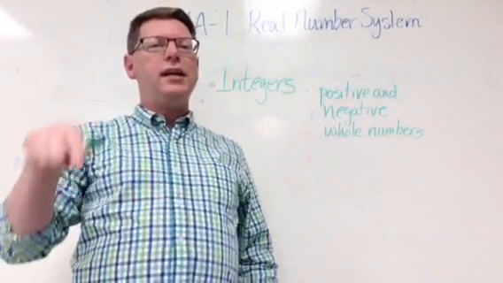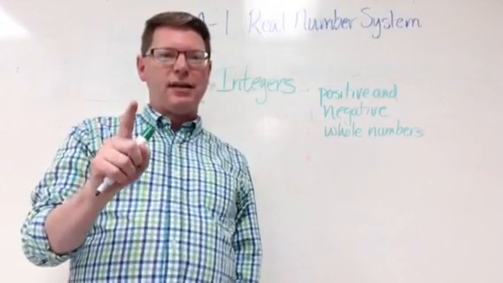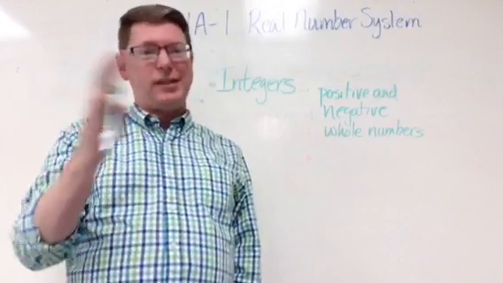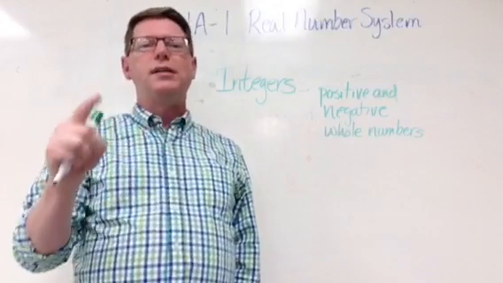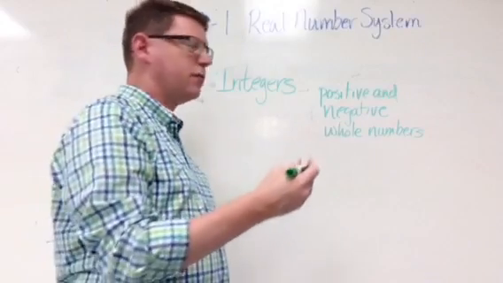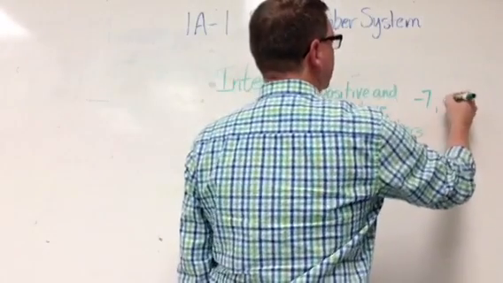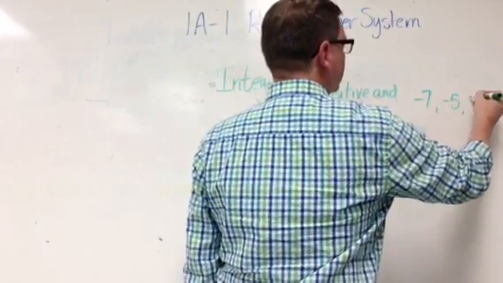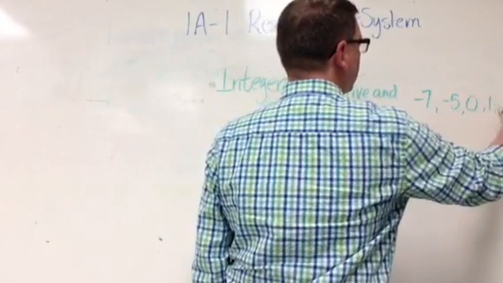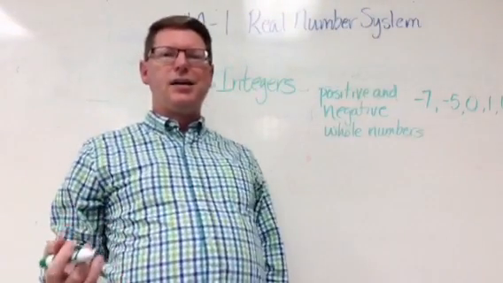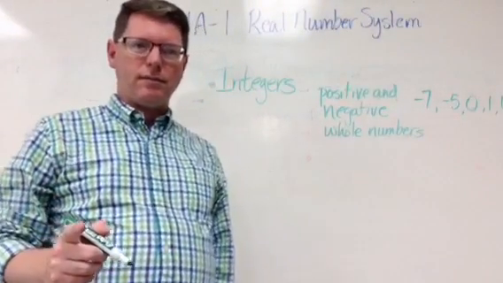Now the only integer that doesn't have a positive and a negative is 0. 0 is just 0. It's not positive 0, negative 0. It's just 0, nothing. But all the rest of them can be positive or negative. So for examples that we could put -7, -5, 0, 1, and 18. Those would all be examples of integers.